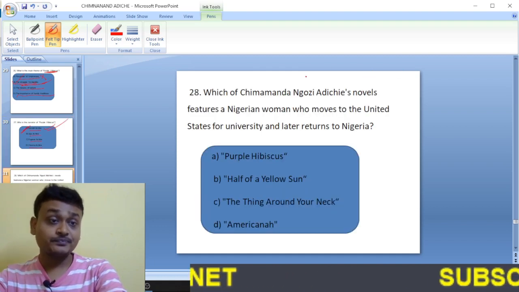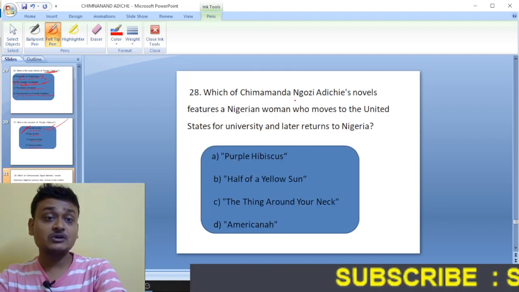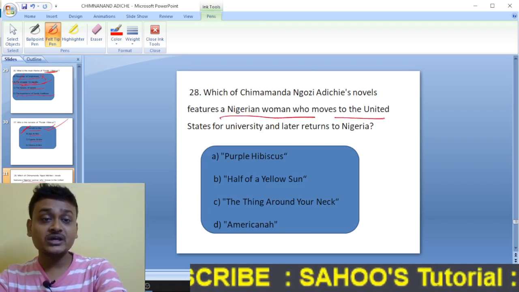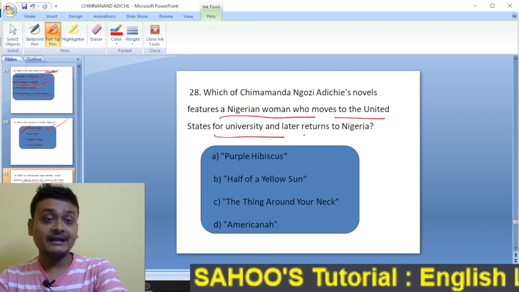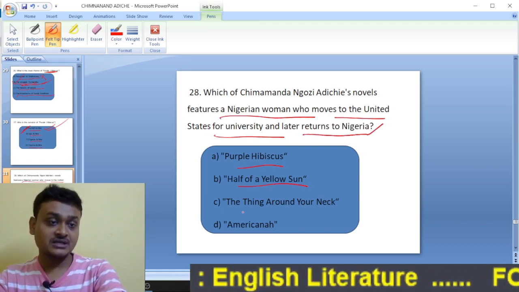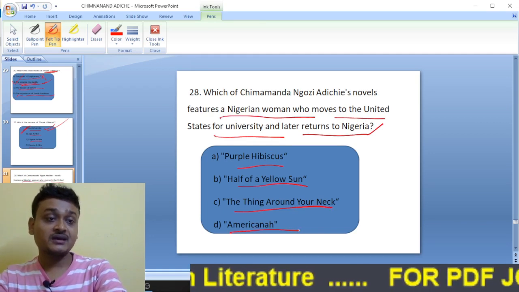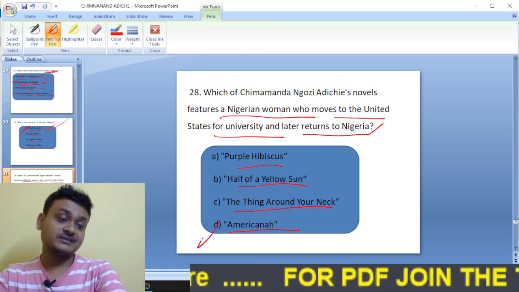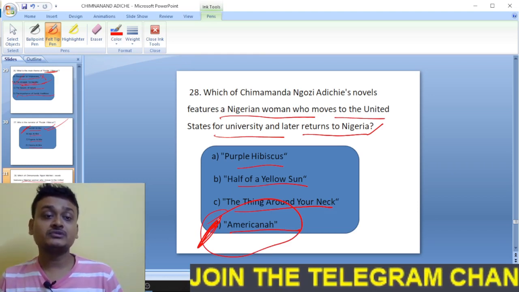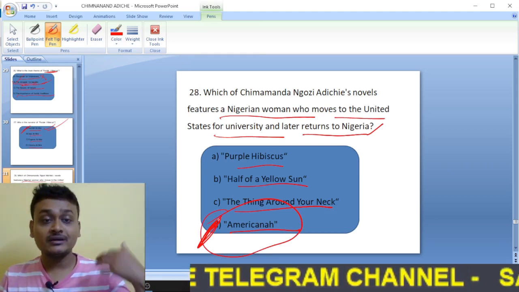Next question. Which of Chimamanda Ngozi Adichie's novels features a Nigerian woman who moves to the United States for university and later returns to Nigeria? Purple Hibiscus, The Thing Around Your Neck, Americanah. So here the right option is Americanah, the novel that features a Nigerian woman who moves to the United States for university and later returns to Nigeria.